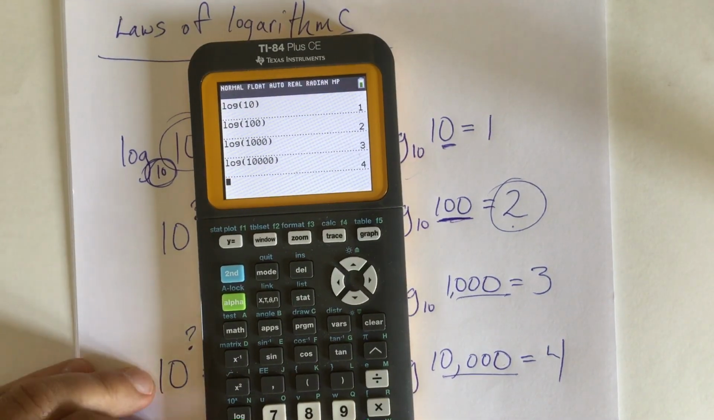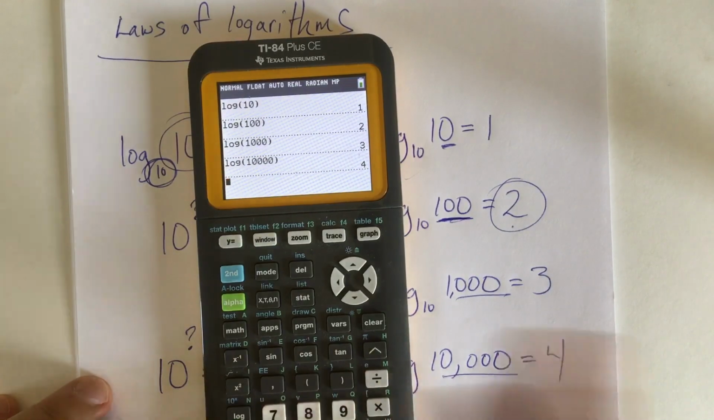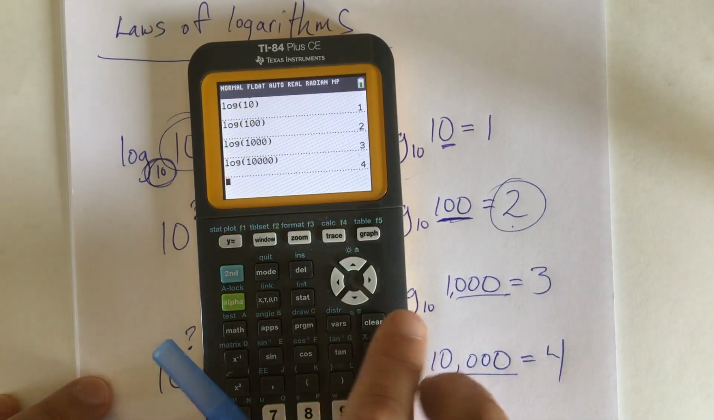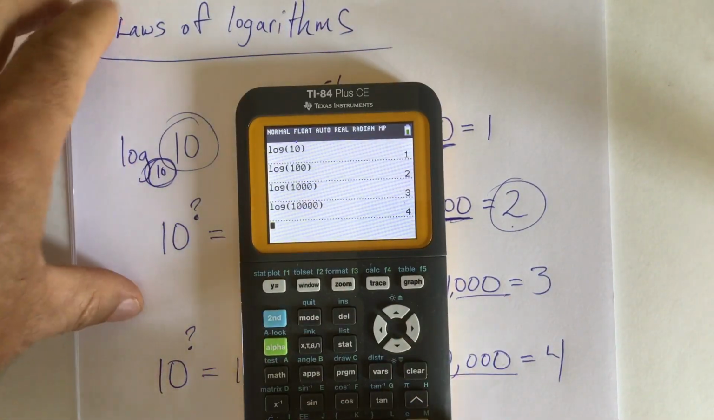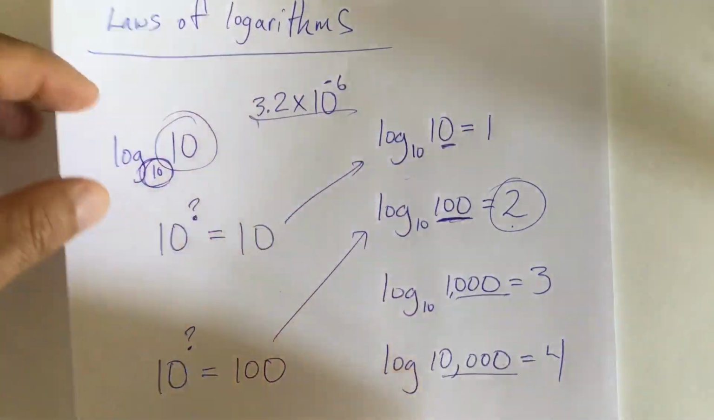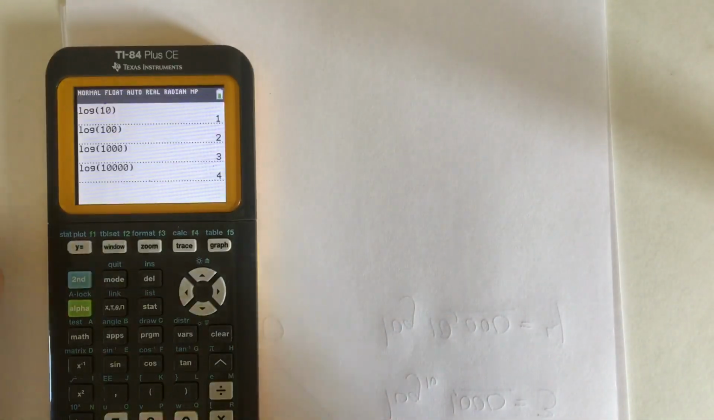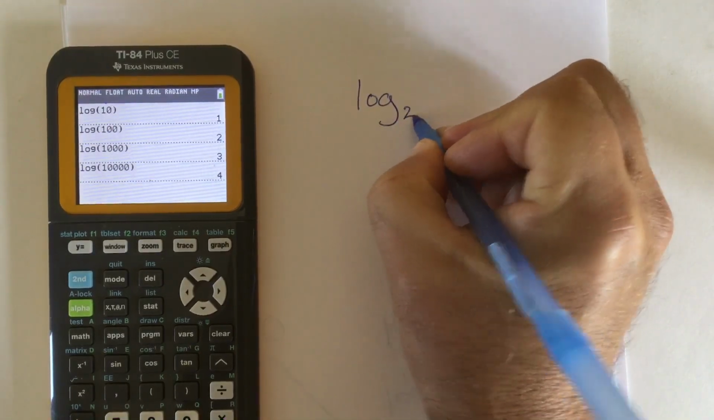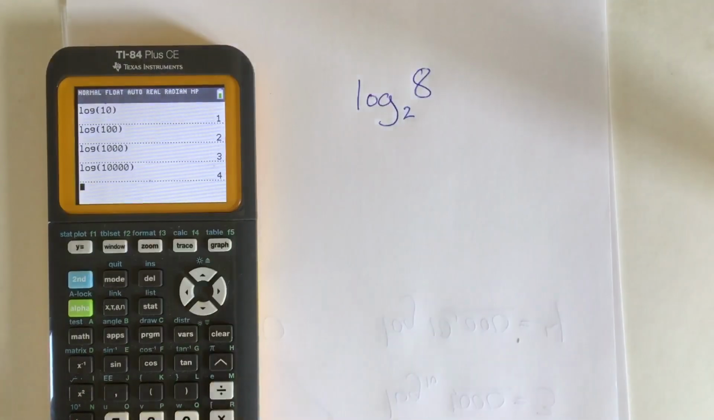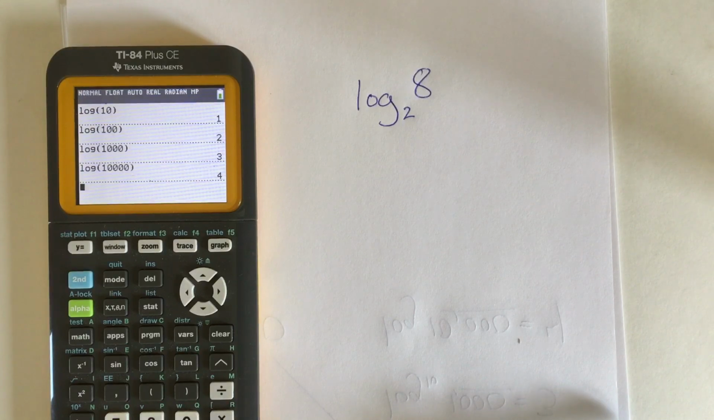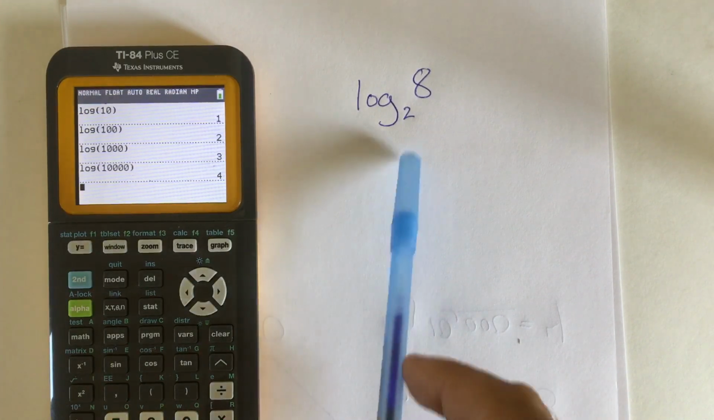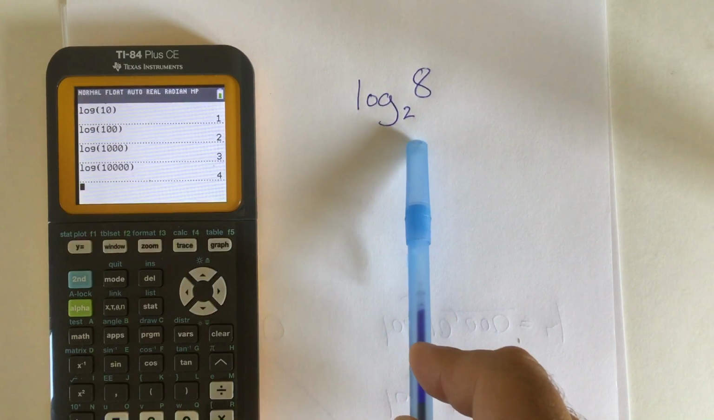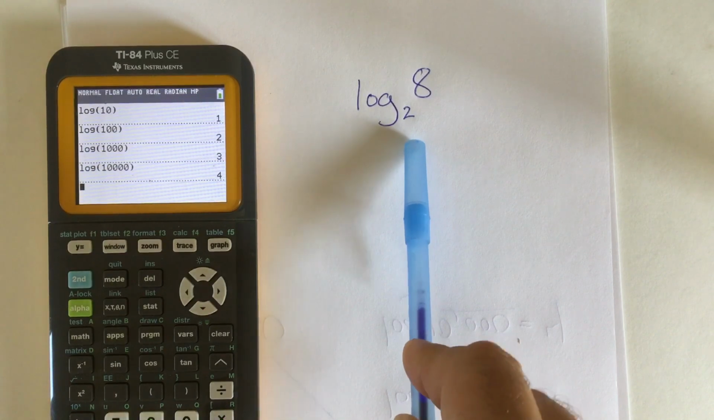The thing is, I can trick my calculator into doing any base I want. In fact, I showed you that in the graphing video, but I did not explain why it works or what it's doing. So let's play with this for a second. Let's suppose I said, what is the log base 2 of 8? My calculator does not understand base 2, so I have to trick my calculator into understanding base 2.